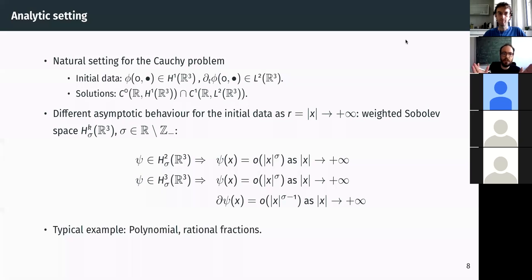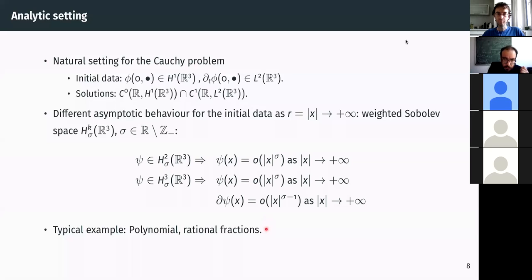And the only thing that you need to remember is the following: if you control two derivatives in L2 with that weight sigma, then pointwise, your solution will decay as x to the sigma. Sorry, your initial data, it's an initial data here. The initial data will decay like x to the sigma. If you take three derivatives, then not only psi will decay like x to the sigma, but the derivative of psi will decay like x to the sigma minus one. So a little bit more decay.